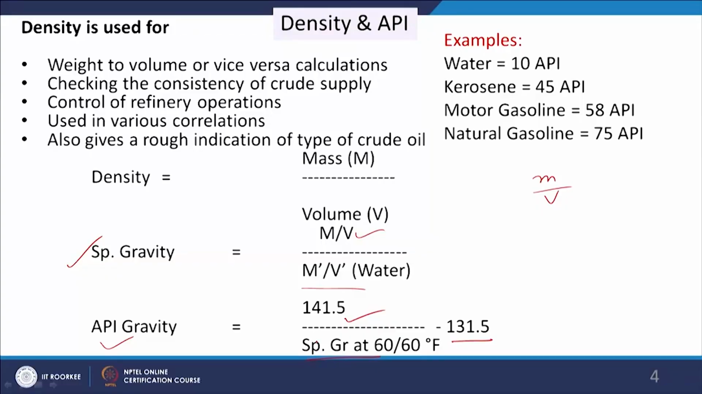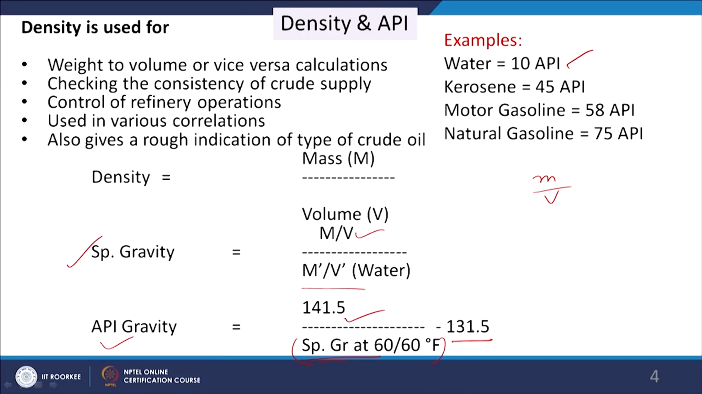For example, if we consider water, the API gravity will be 141.5 minus 131.5, almost 10. But if a material is lighter than water, then its specific gravity will be less, so this term minus 131.5 will be more than 10. For kerosene we get 45 API, for motor gasoline we can get 58 API, and for natural gasoline we can get 75 API. So, the higher the API, the lighter the fractions of the product we are considering.